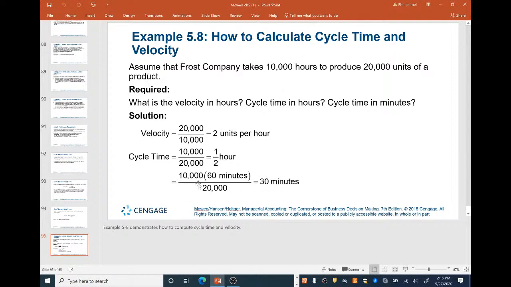Next, 30 minutes. There's 60 minutes in each hour, 10,000 hours, 60 minutes in each hour. So 10,000 times 60 divided by 20,000 units produced is 30 minutes. Okay, so you can express this in hours or minutes. And you can do the velocity in hours. So that's how you calculate the cycle time and velocity.